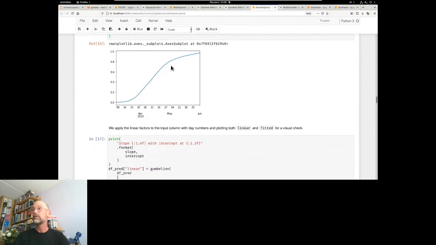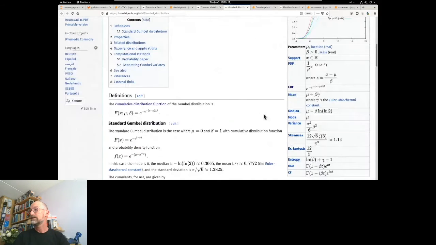And then you can simply have a look at the Gumbel distribution function, which is, again, not that complex. It might look a bit complex, but if you look at the cumulative distribution function here, you see it's just a double exponent of a linear function.